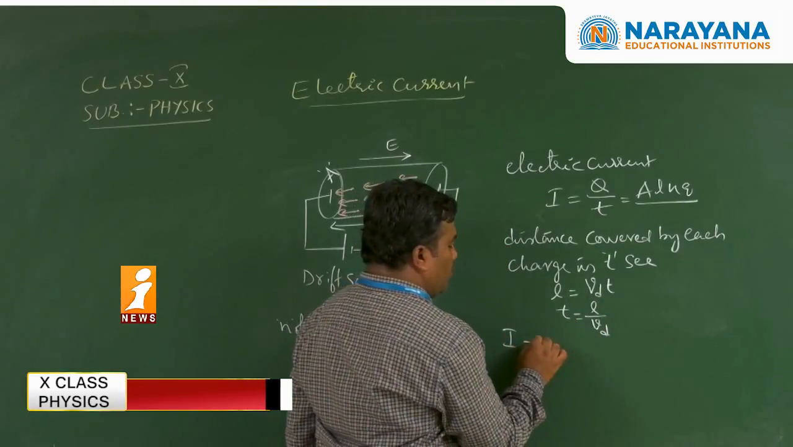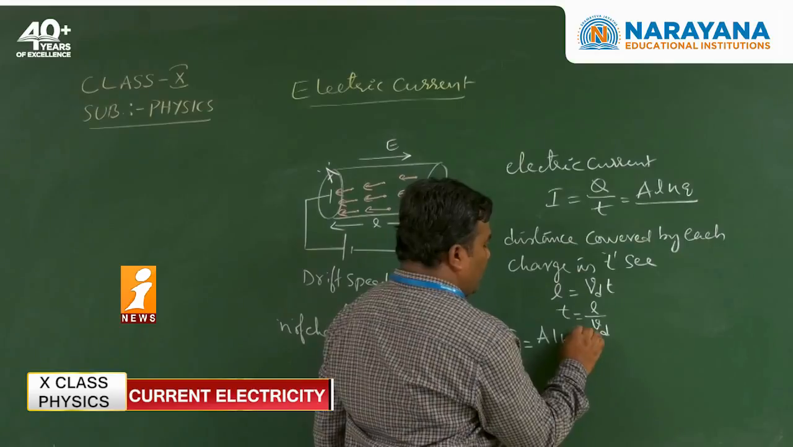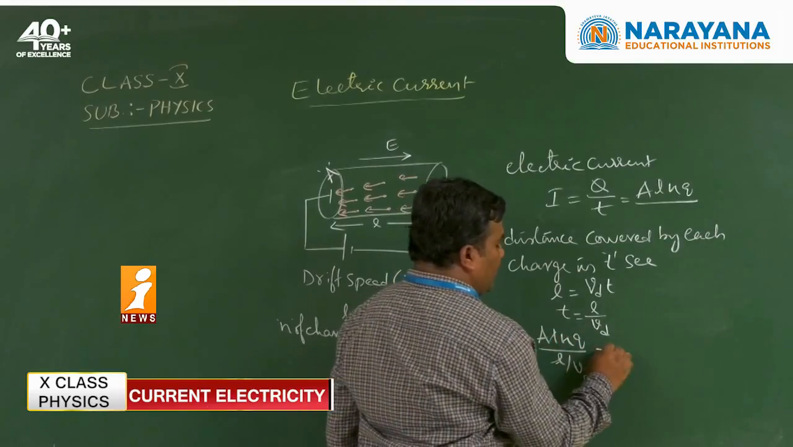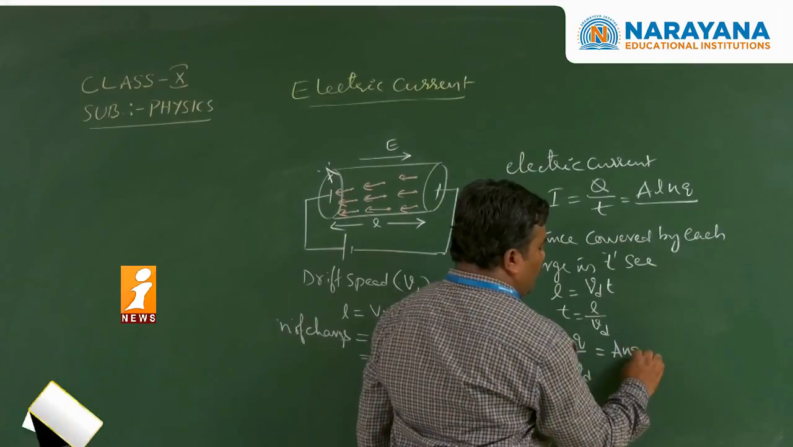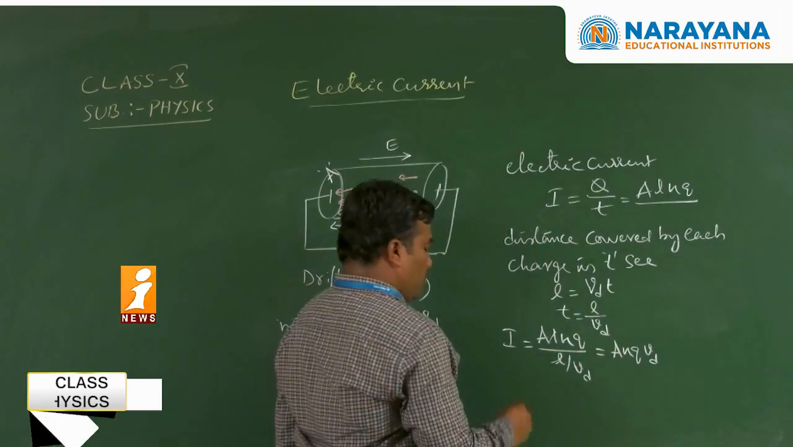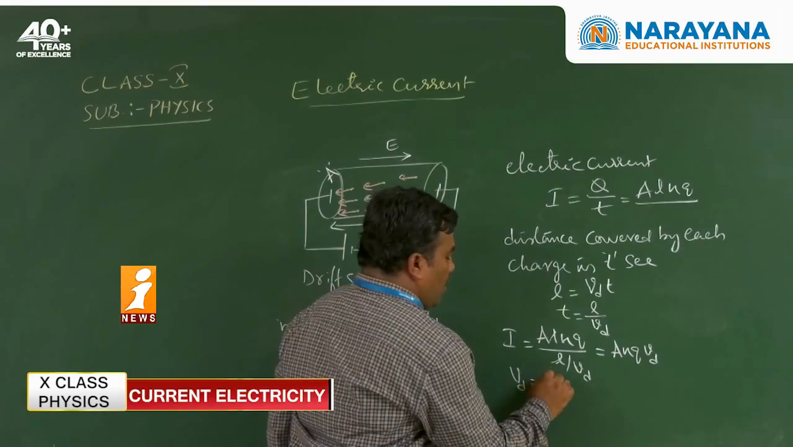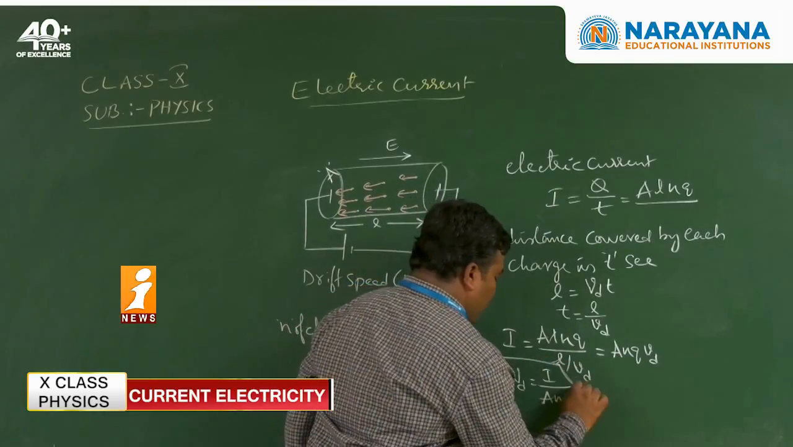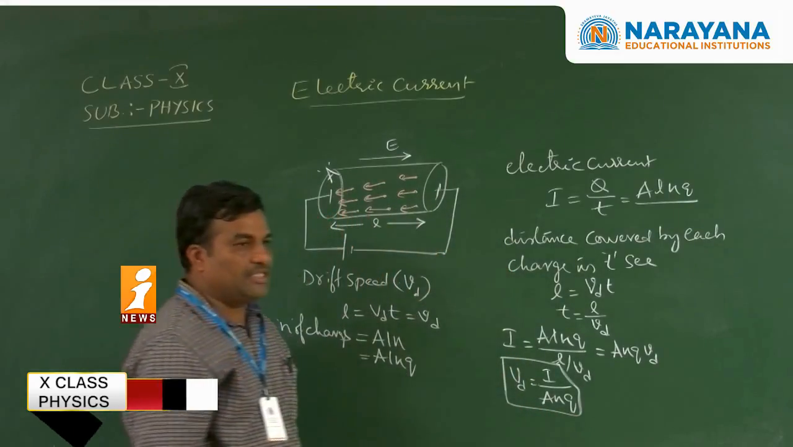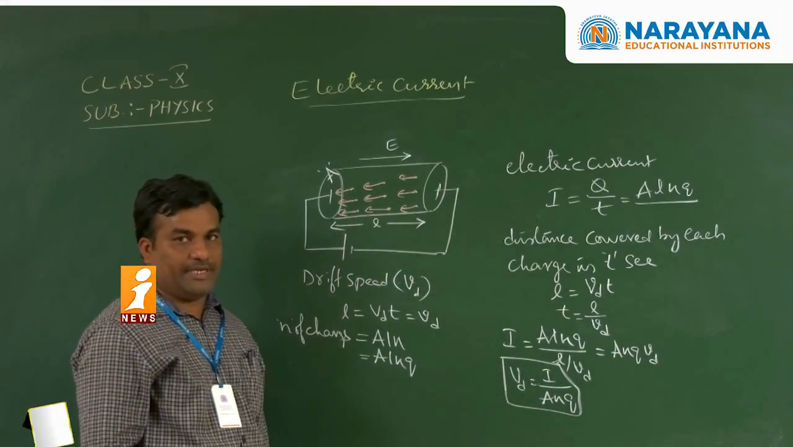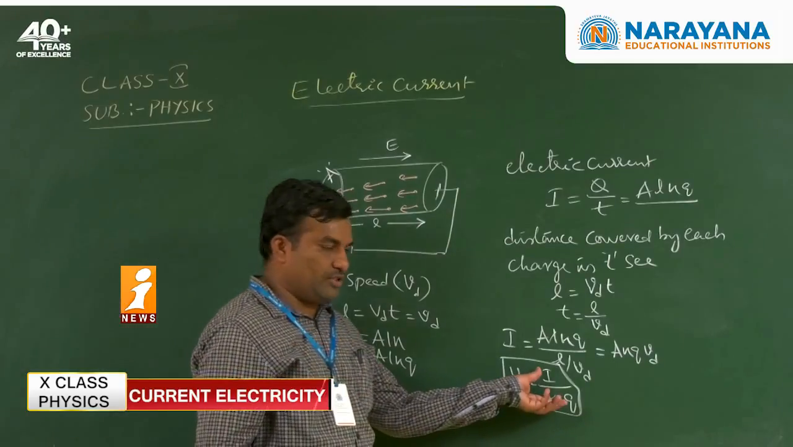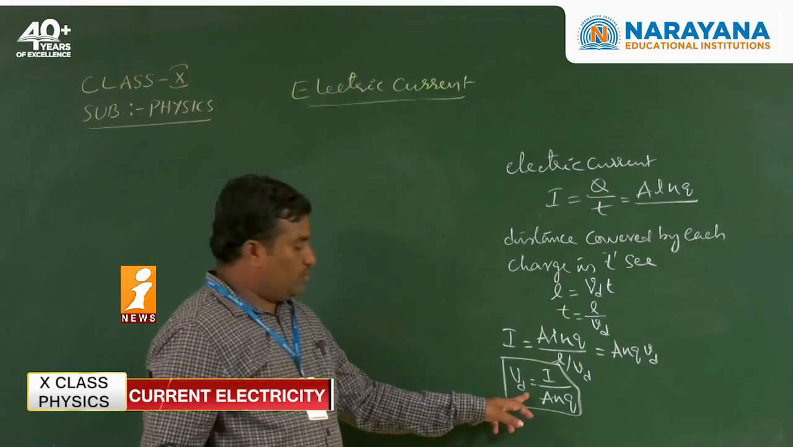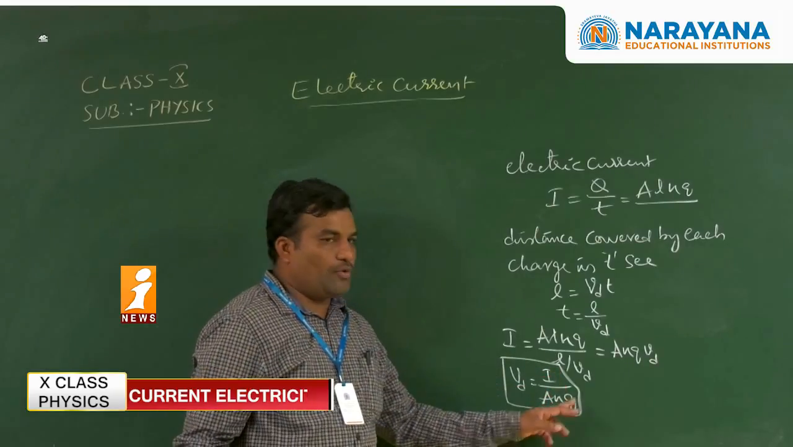Now I is equal to A L N Q by L by Vd. L and L cancel, so we get I equals A N Q Vd. So Vd is equal to I by A N Q. This is called the drift speed. Now we use the values to get the drift velocity, Vd equal to I by A into N into Q.